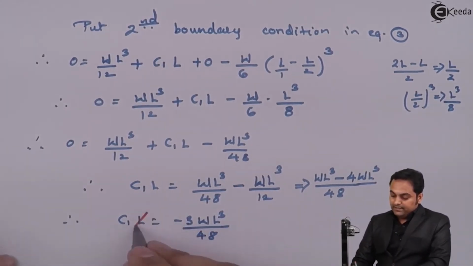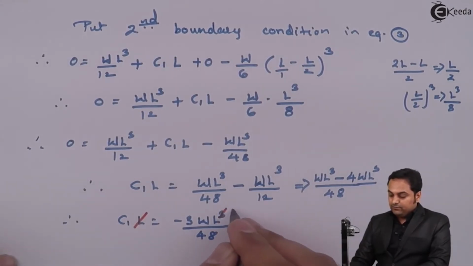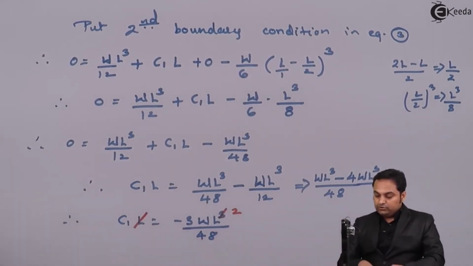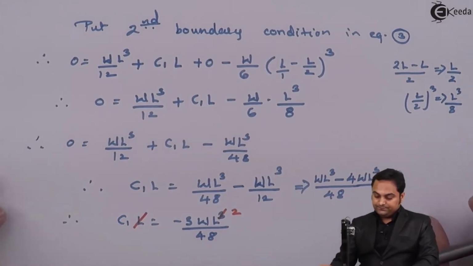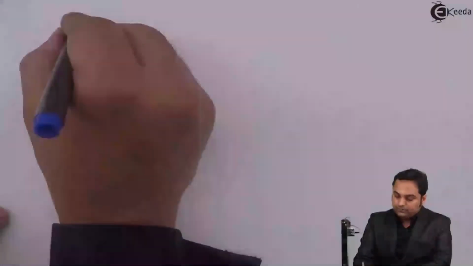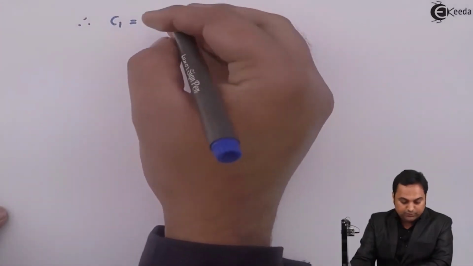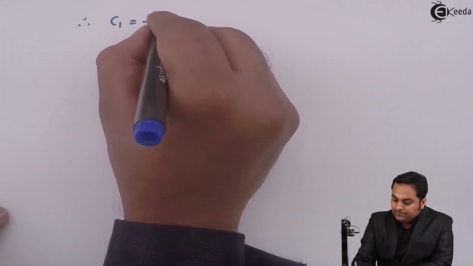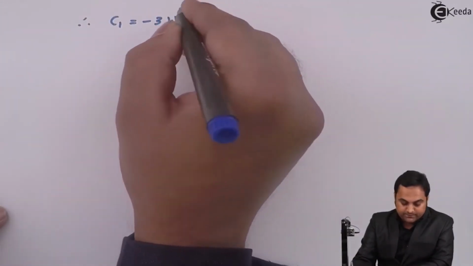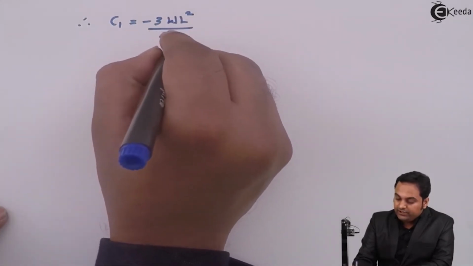So L and L get cancelled from both the sides. Here we have L square. So the value of C1 is, therefore, C1 comes out to be minus 3 WL square by 48.